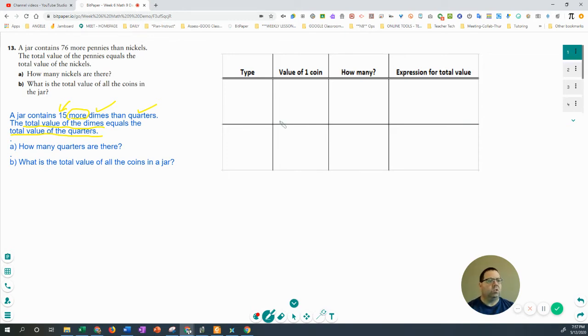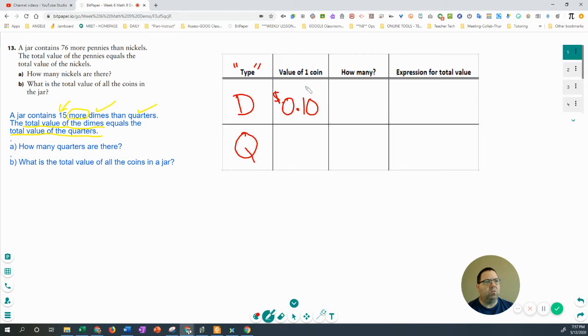So let's start populating. Let's just start writing in this chart. What do we have? We have dimes and we have quarters. I hope you're okay with abbreviations. Start very simply. You start talking about the types of coins. We have dimes and we have quarters. Well, what's the value of a dime? It's 10 cents. And how do we write 10 cents as a decimal? 0.10.